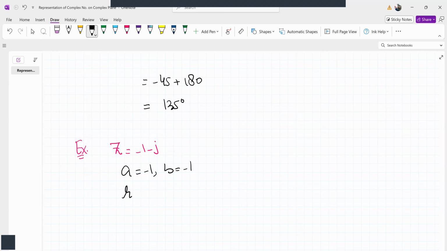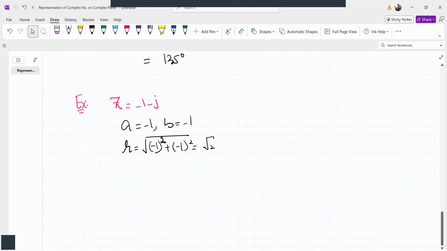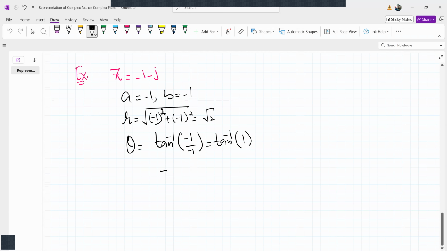So what will be the magnitude of this phasor or complex number? This will be under root of (-1) whole square plus (-1) whole square. -1 whole square is +1, so that is under root of 2. So magnitude is root 2. Now, theta is tan inverse of B by A. B is -1, A is -1, so that is tan inverse of 1 by 1, that is 1. Tan inverse 1 is simply 45 degrees. Tan is equal to 1 at 45 degrees.